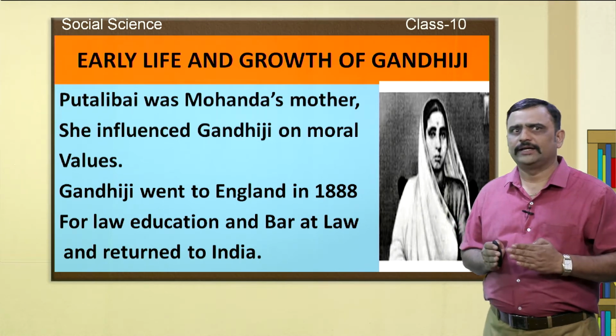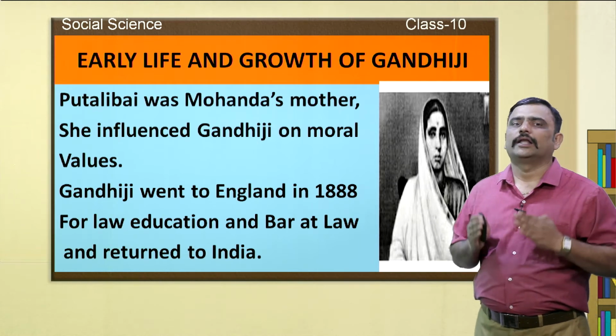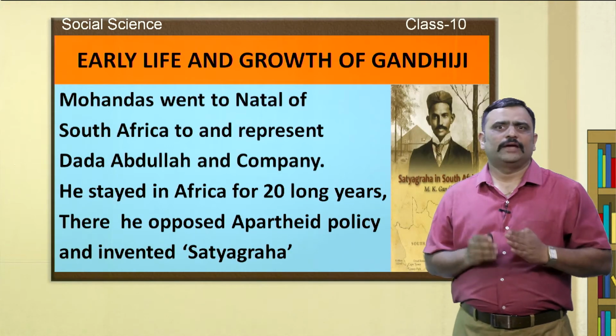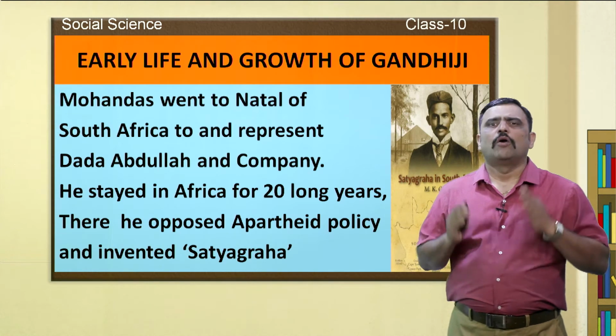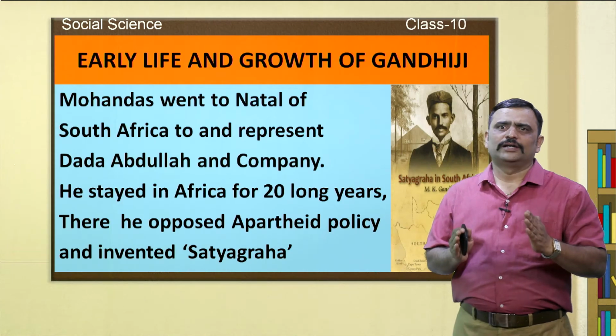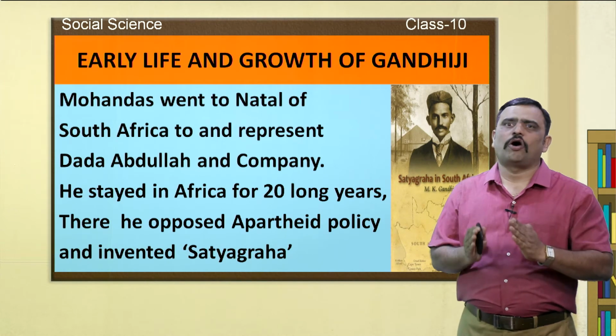Gandhi ji went to England in the year 1888 for law education. He earned the degree of Bar at Law and returned to India. Early life and growth of Mahatma Gandhi ji. Mohandas went to Natal of South Africa and he represented the Dada Abdullah Company. He stayed in Africa for 20 long years. There he opposed the apartheid policy and invented a new way of fighting injustice, which was called Satyagraha. The meaning of the word Satyagraha is urging for truth.